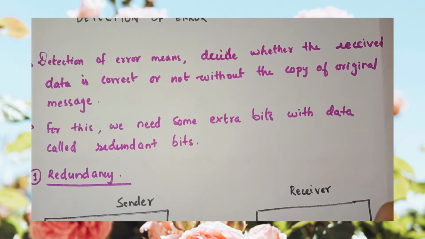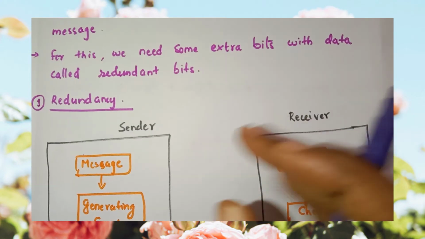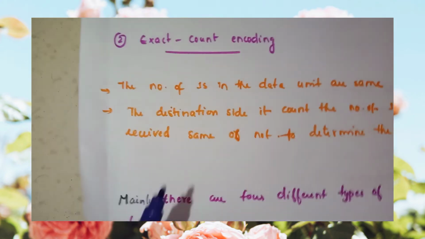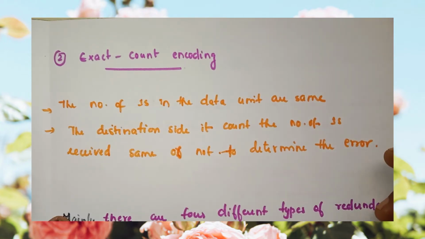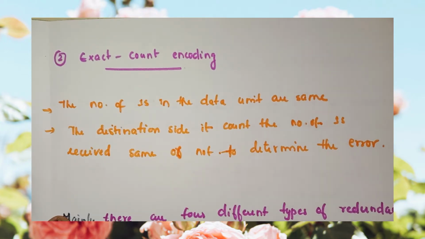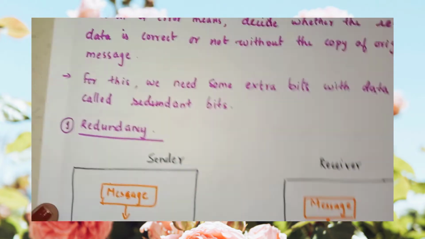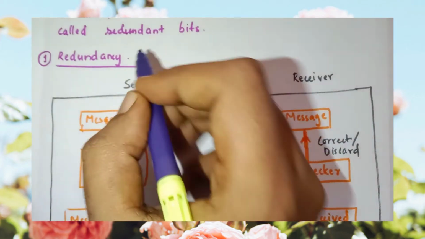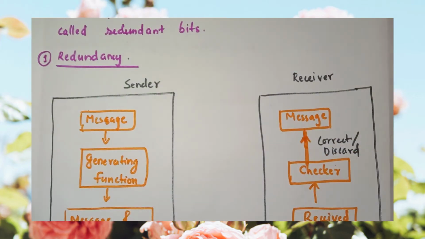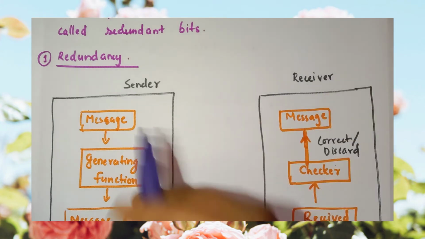There are mainly two methods available for detecting the errors. The first one is redundancy, and the second one is exact count encoding method. First of all, we want to look at redundancy. The first method is the redundancy method. In this method, some redundant bits are added to the original data.